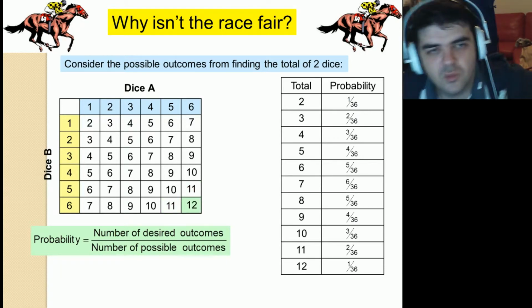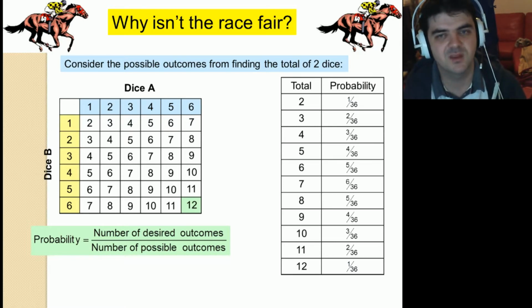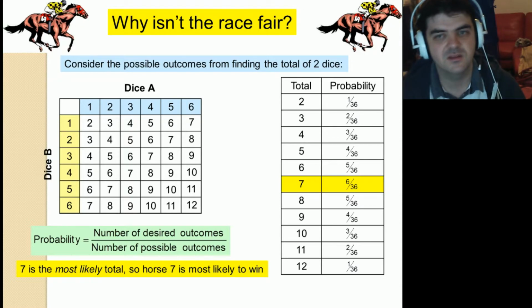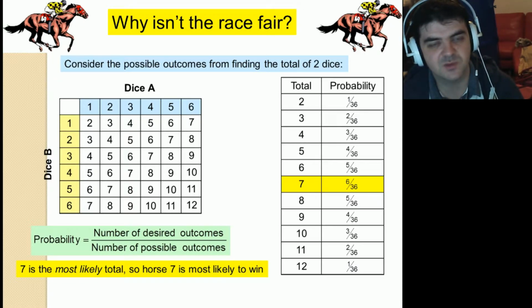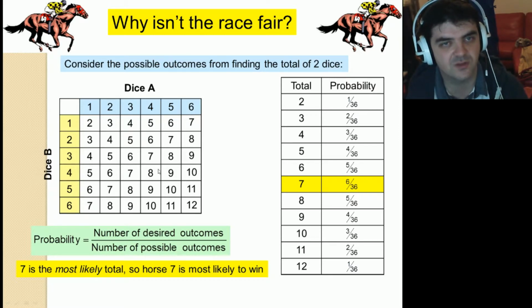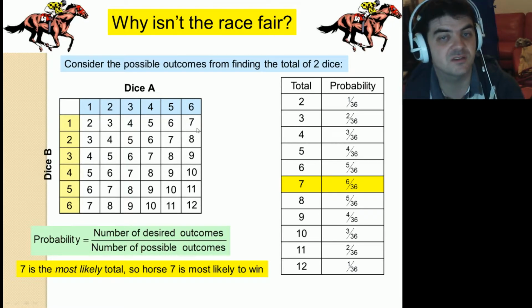So, which horse is most likely to win? Well, it's going to be horse number 7, because it has the highest probability. There's 6 chances out of 36 when you roll the dice that you'll get a 7. Because you can do 6 and 1, you can get 5 and 2, you can do 4 and a 3, 3 and a 4, 2 and a 5, and a 6 and a 1.